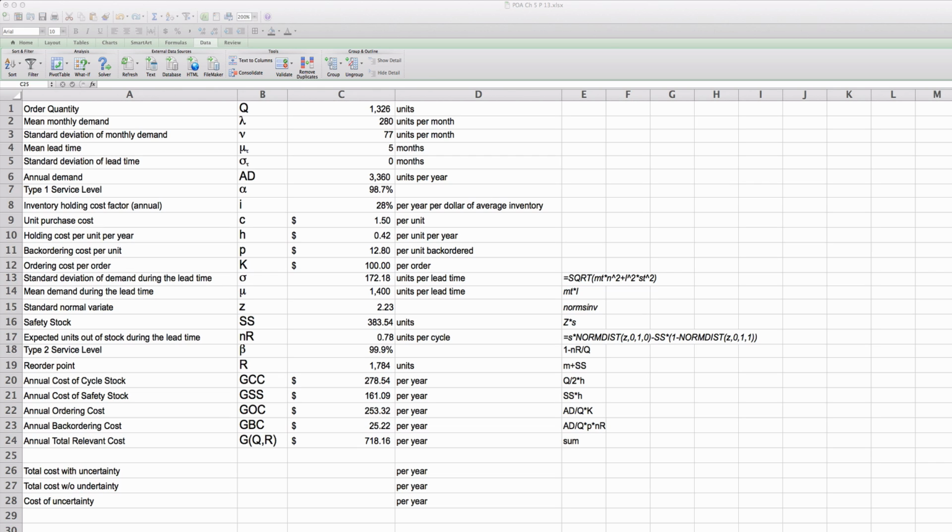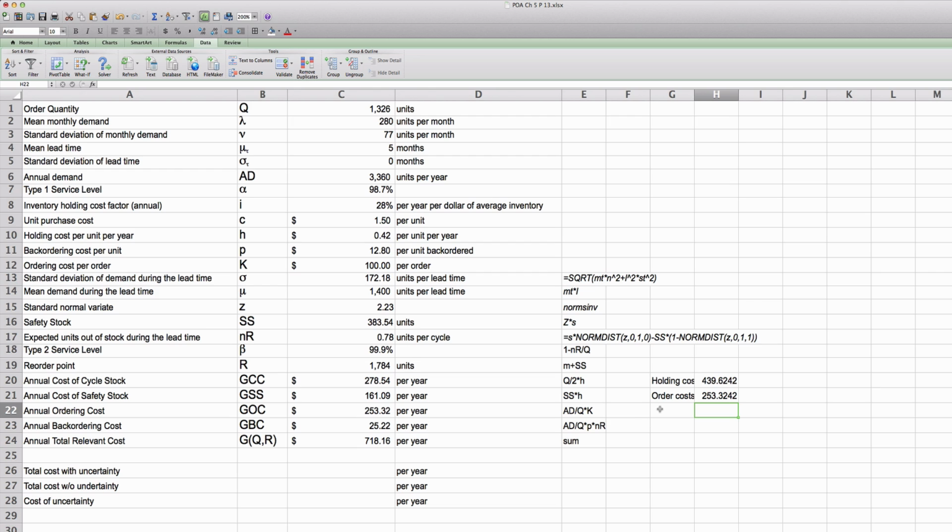Part B asks for the holding cost, the setup cost, and the stockout cost associated with the policy. Well, of course, these are the values here. Notice that they have two holding costs, cycle stock and safety stock. So if I sum them up, I get $439.63. That's the holding cost. The setup or order cost would be $253.32.